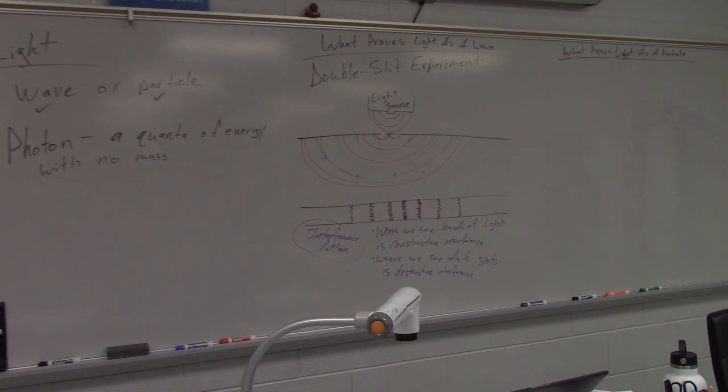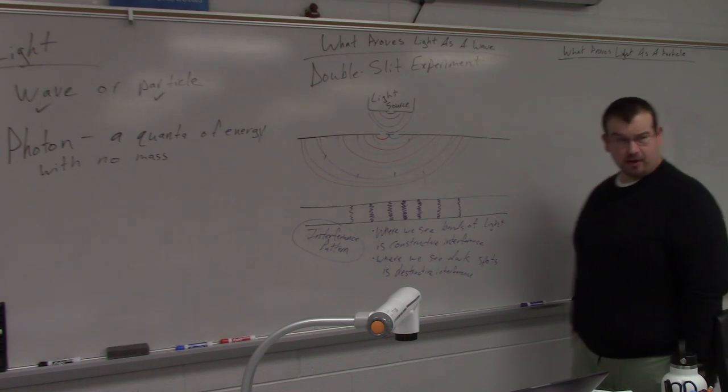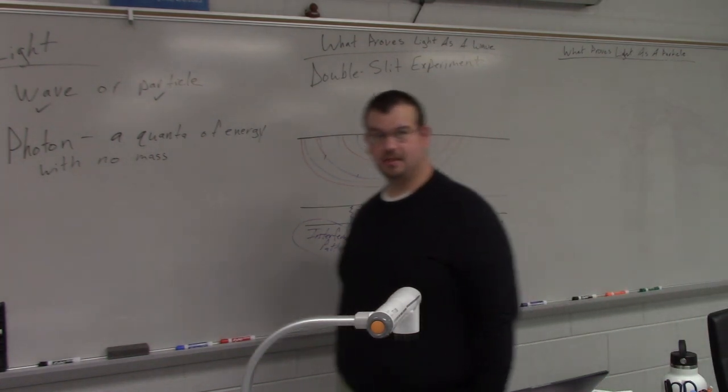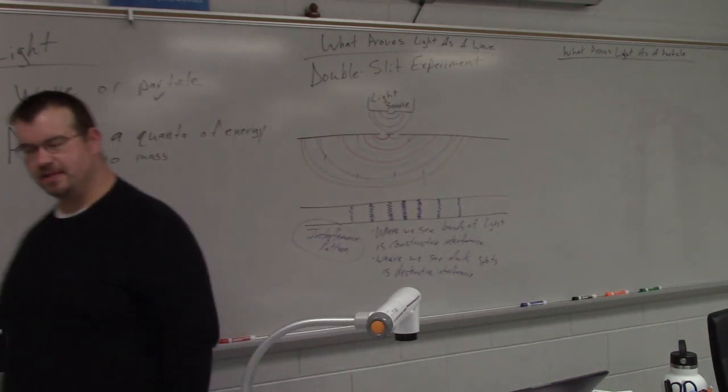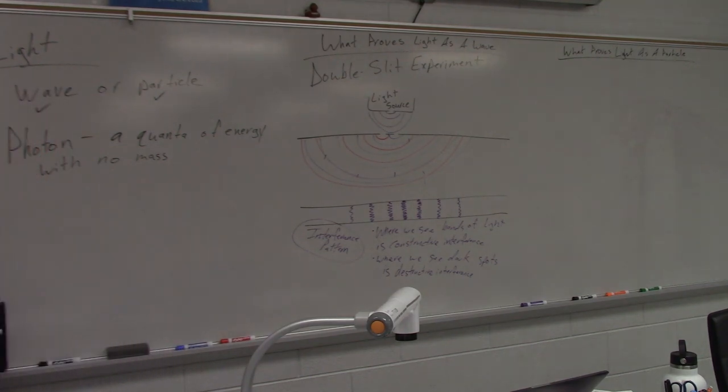But it was a huge year for light. One individual person changed science as we know it: Albert Einstein. 1905 is the year for Albert Einstein. He wrote three significant papers.